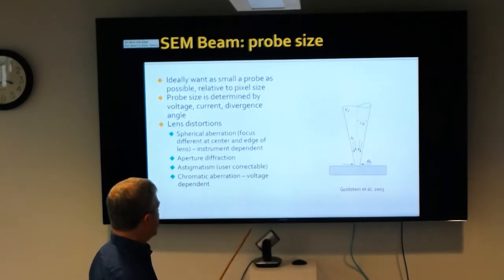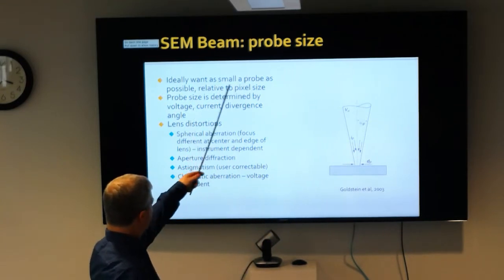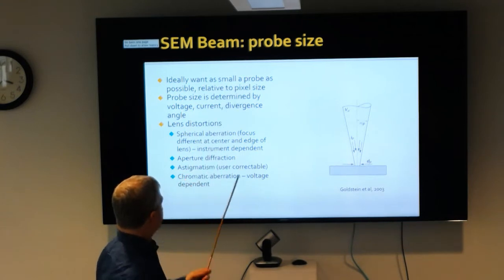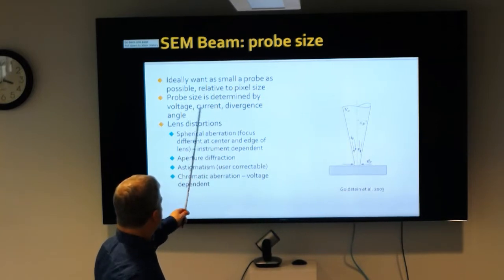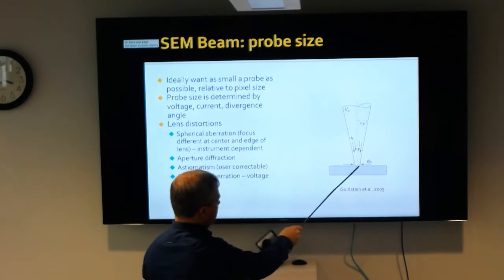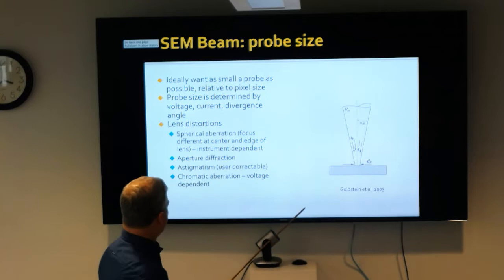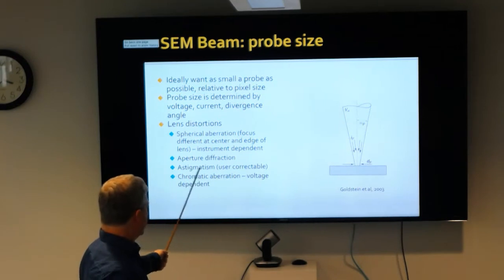Because you want a single point hitting your sample, you want what's called a small probe size, as small as possible relative to the size of the pixel. The size of the probe is determined by the voltage, the current, and the divergence angle. You want the optics to focus to as small a point as possible. You also have lens distortions to worry about: spherical aberration, aperture diffraction, astigmatism, and chromatic aberration, which is voltage dependent.